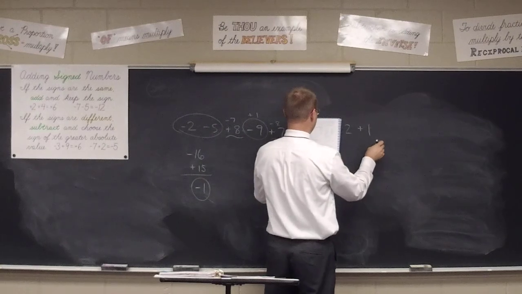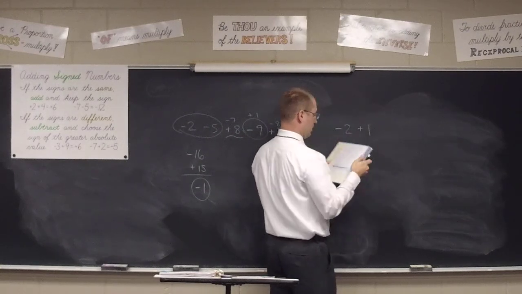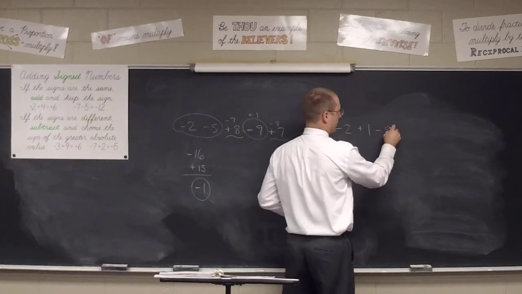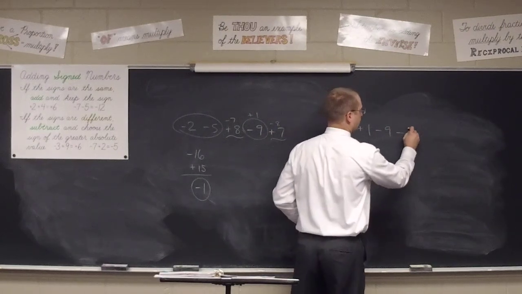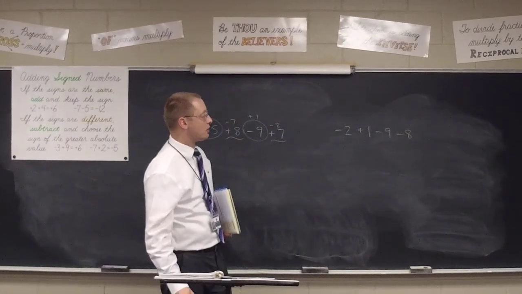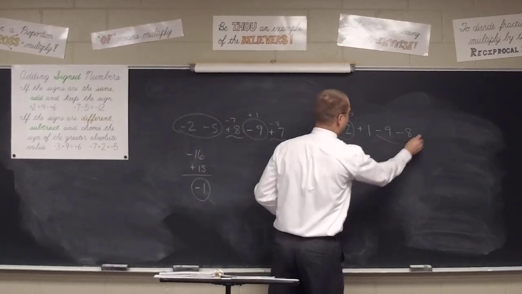Positive 1. Plus negative 9. Well, that's what they wrote, but I don't write plus negative 9. I just write negative 9, and then I write negative 8. This is how I would have written the problem. And the good news is I only have a single positive. So I'm going to get all my negatives together right off the bat, class.